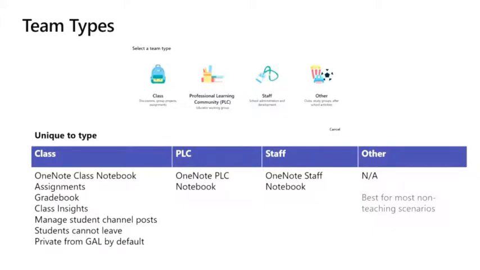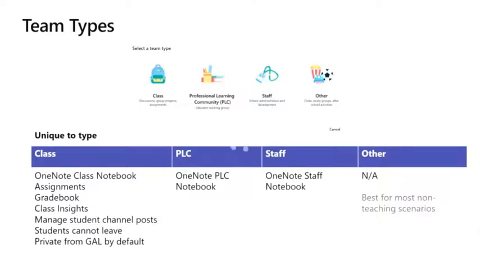But for staff members in education, this is where we have team templates. And so you'll notice you actually have a choice to make between 4 template options: class, professional learning community, staff, and other. The core concept here is this is just a template. It has a few unique characteristics, and then beyond that, it's still a team. The team itself overall is an Office 365 group, and then it's fundamentally how that team is being used depends on the scenario. So the obvious example is if you're creating a class team for a teaching scenario, unique to that type of team is a OneNote class notebook. It has the assignment service, it has the grade book, it has class insights for additional analytics.